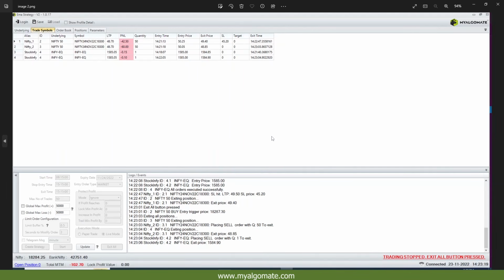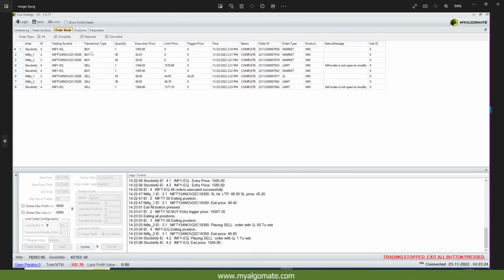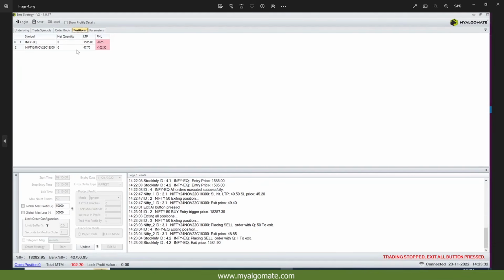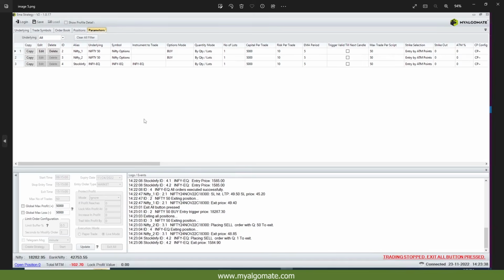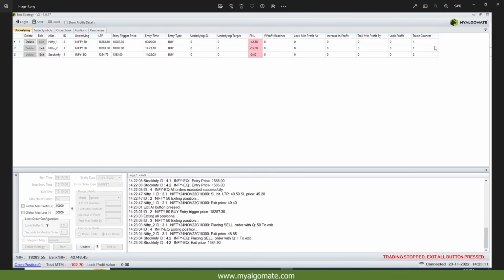In the logs and events, you can find all the details, like what happened starting from the morning. This is the order book generated by the software. This was a live execution, so you can see the order ID as well. It will show you all the orders for any particular ID or the alias that you have set. It will show the net position over here, and all the parameters of the strategy in this tab. So these are the main 5 tabs, and you can see all the details in these tabs.